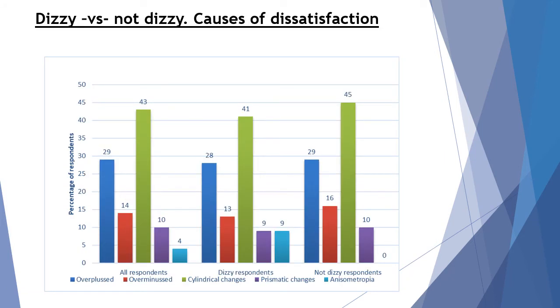So next we decided to see if there were any differences between those who reported dizziness and those who didn't report dizziness. Well, the cylindrical changes were the biggest culprit of causing spectacle dissatisfaction, whether patients were dizzy or not. But the dizzy patients appeared to be more susceptible to anisometropia. So next, we had a look at the type of astigmatism.